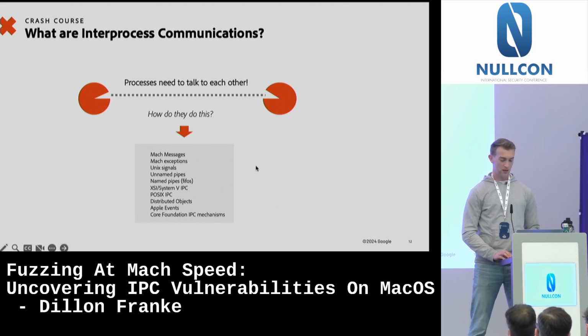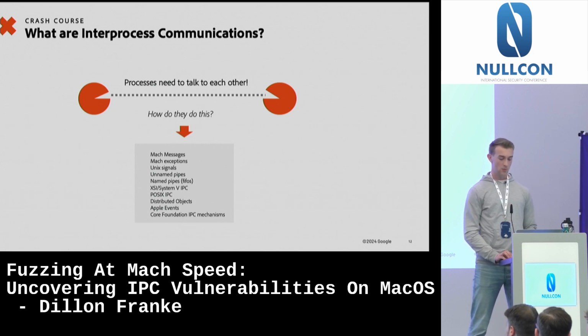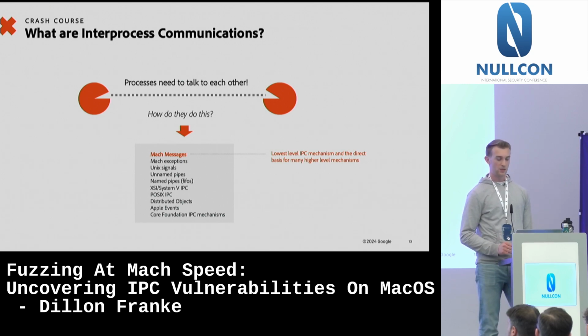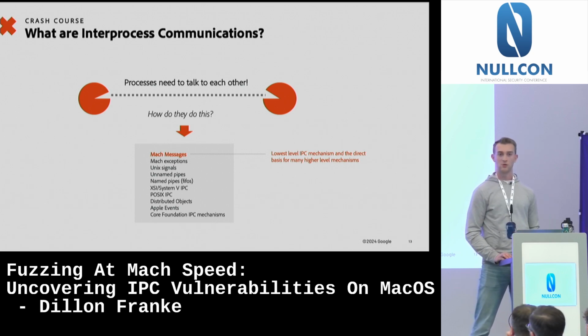The important thing is that all of these IPC mechanisms on macOS are built off of this one thing called a Mach message. So this is the lowest level IPC mechanism on the operating system, and all these other mechanisms you see here are built on top of it. This was interesting to me in my research because I thought if we can go as low as possible and fuzz the Mach layer, we might be able to trigger a lot of interesting and unexpected crashes.